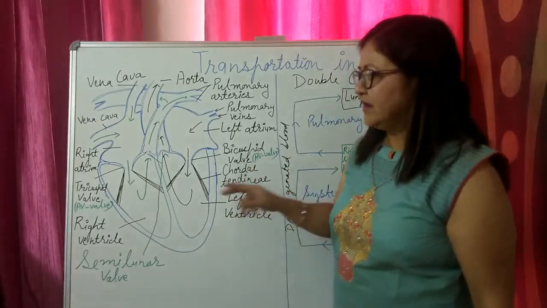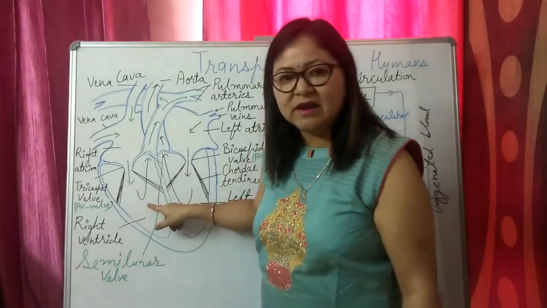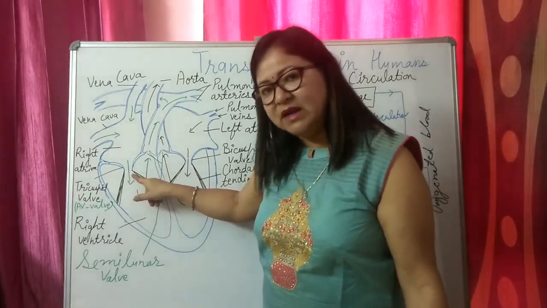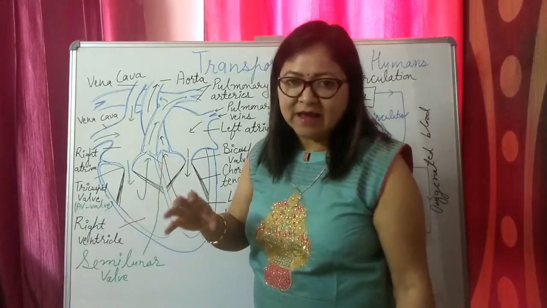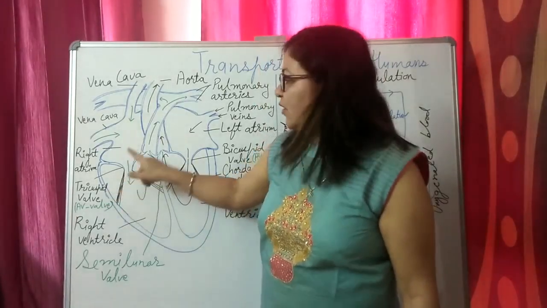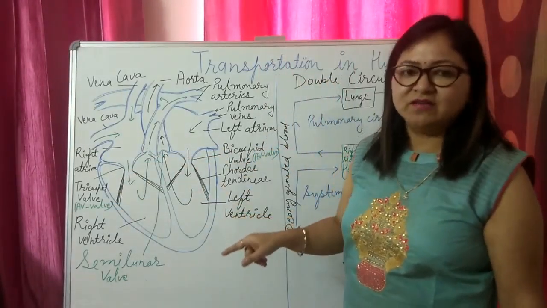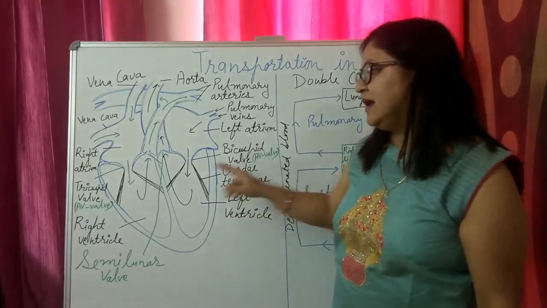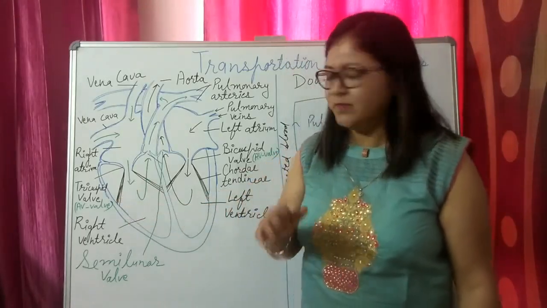atrioventricular valve. Next, the right atrium also opens into the right ventricle, and that opening is also guarded by a valve. The common name we can use is atrioventricular valve, but it has three flaps. That's why it is called the tricuspid valve. So the openings of the auricles into the ventricles are guarded by the atrioventricular valve, and the specific names are bicuspid and tricuspid on the basis of how many flaps they have.